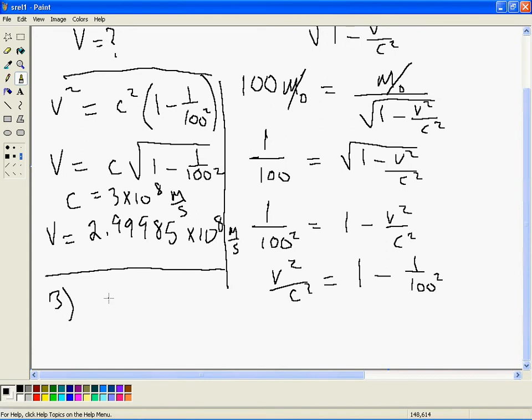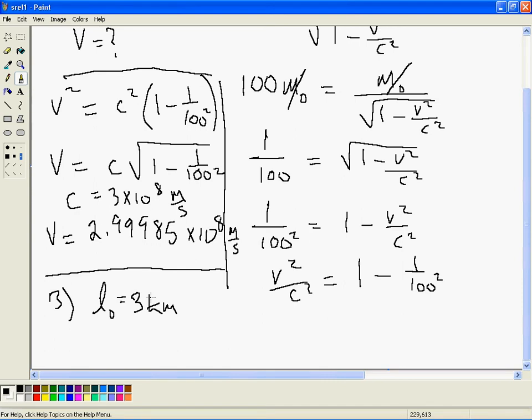So what are we measuring here? What is the 3 kilometers? Is that the distance as seen by who? Who does the measuring here? So this 3 kilometers is measured by a person not in the electron's frame of reference. Okay? So that means it's by a person who is not moving with respect to the 3 kilometers. So that means it's L naught.